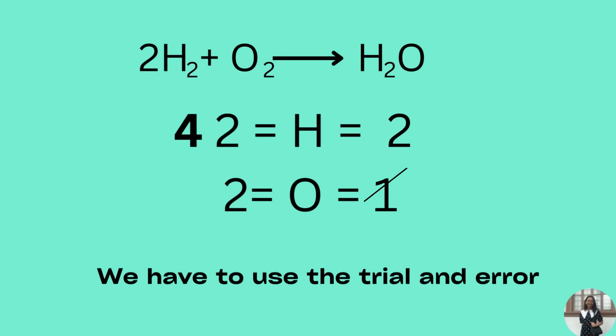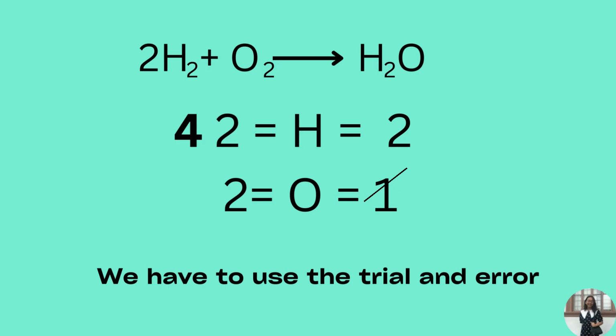So, dahil hindi nga siya balance, we will put 2 as a coefficient of hydrogen and it will not affect the oxygen because yung oxygen nga is separated from hydrogen. So, we have now 4 moles of hydrogen and 2 moles of oxygen. So, hindi pa rin siya balanced.